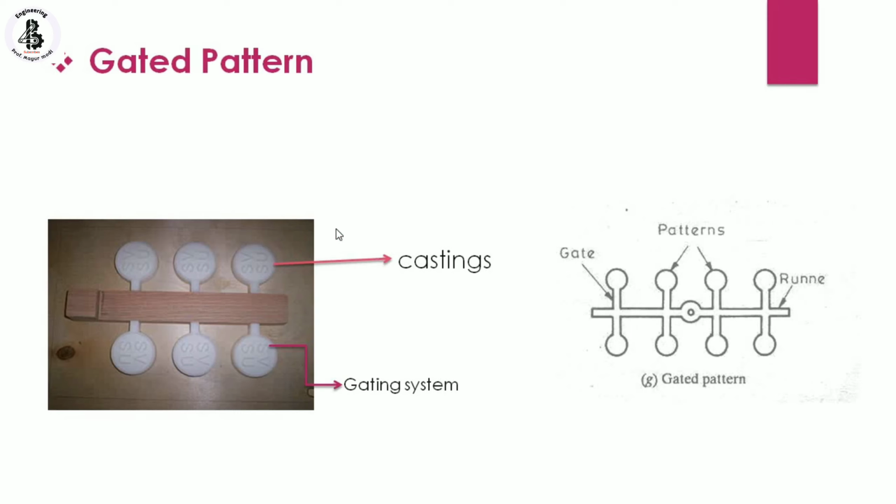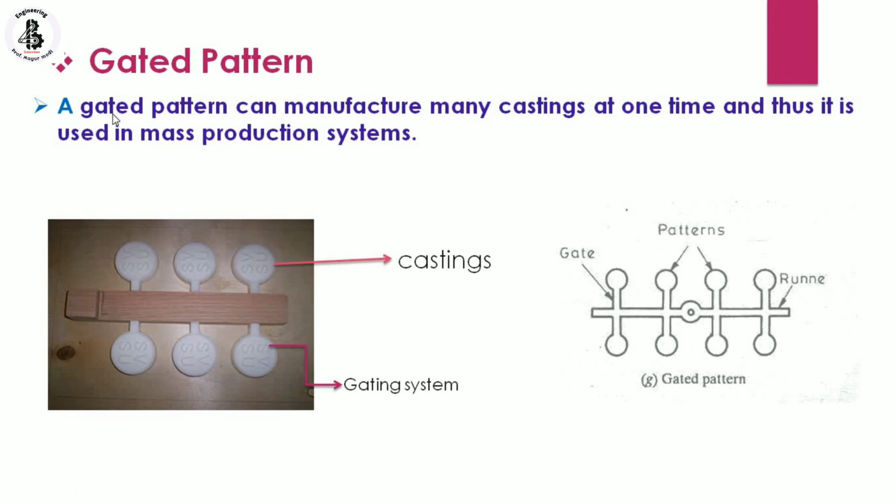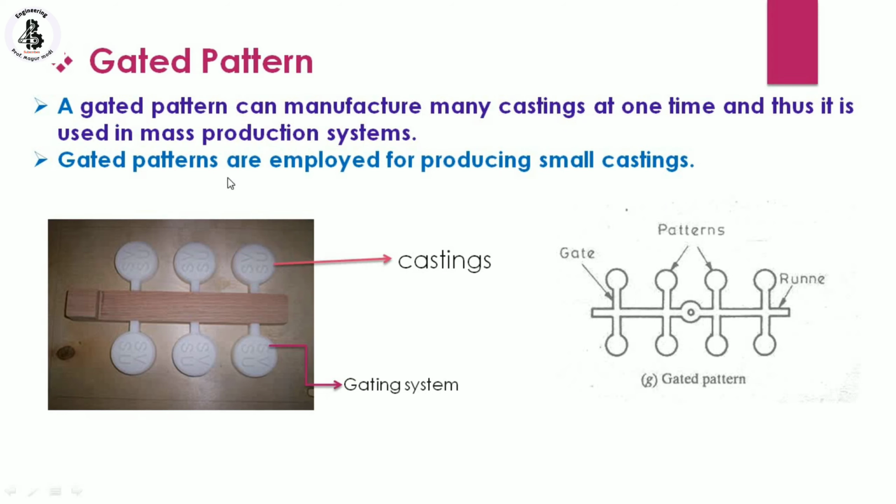A gated pattern can manufacture many castings at the same time, and thus it is used in mass production. At the same time you get different shapes and sizes of cast products, which helps in increasing productivity for mass production. So gated patterns are employed for producing small castings, as we already discussed.